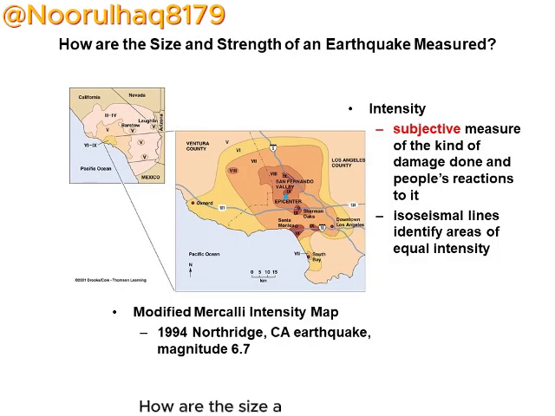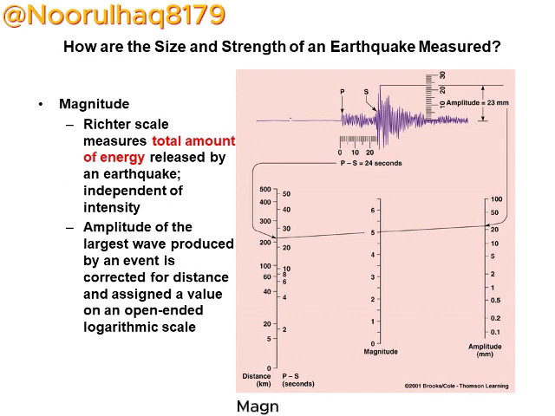How are the size and strength of an earthquake measured? Intensity is a subjective measure of the kind of damage done and people's reactions to it. Isoseismal lines identify areas of equal intensity. Magnitude, on the Richter scale, measures the total amount of energy released by an earthquake independent of intensity. The amplitude of the largest wave produced by an event is corrected for distance and assigned on an open-ended logarithmic scale.